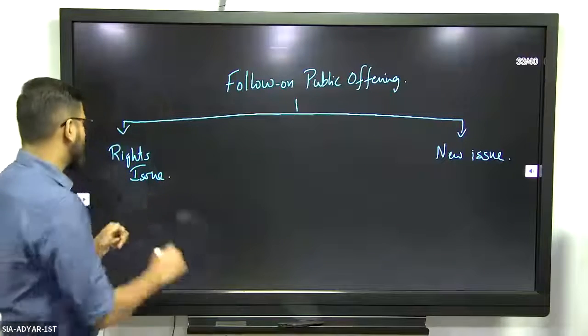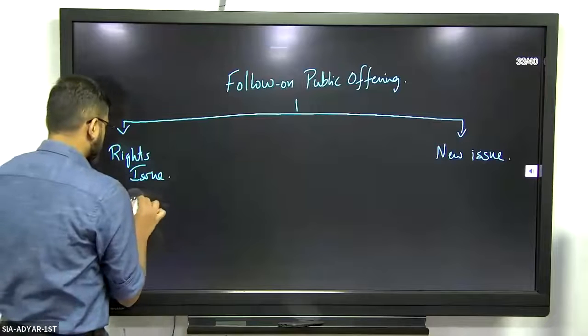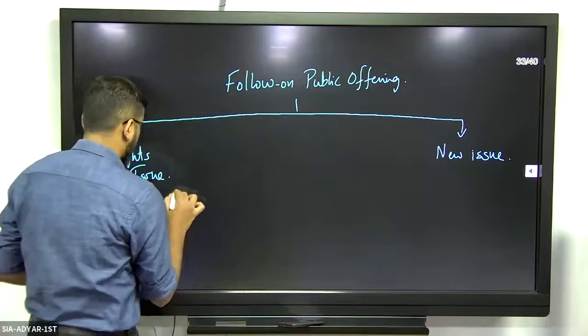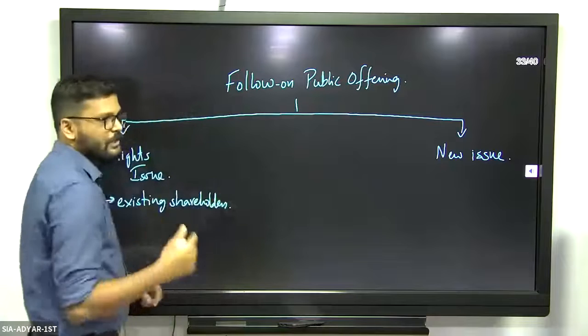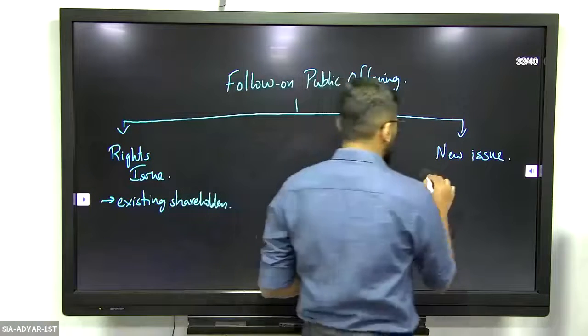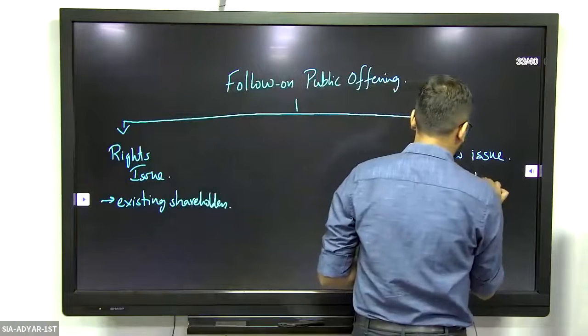Existing shareholders can buy the shares if they want.